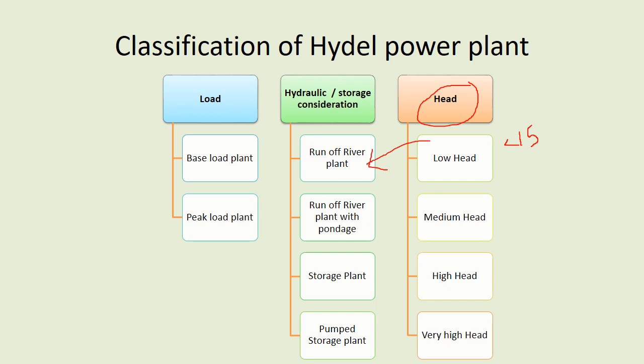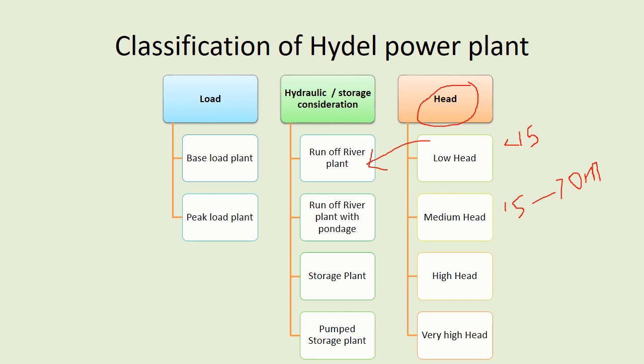Next is your medium head plant. So this plant is between 50 to 70 meter. Okay, and this medium head plant uses the Francis turbine. I have already told you about the turbines. This Francis turbine uses both reaction and impulse forces.